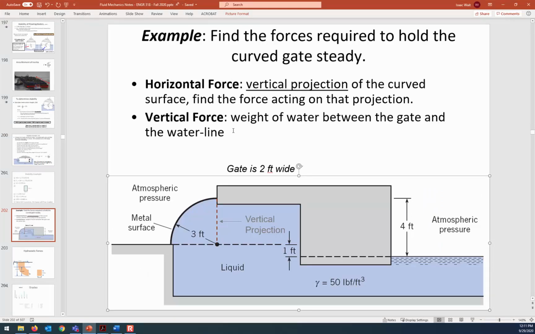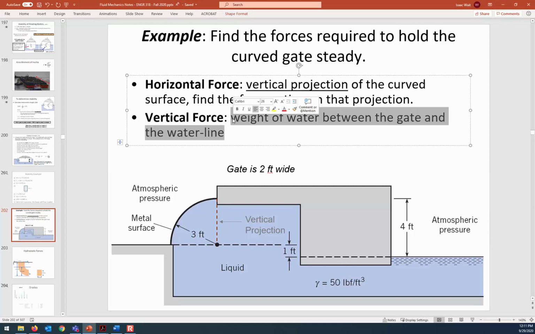And remember, for vertical forces, we've always thought of it in terms of the weight of the water. And normally what we'd say is it's the weight of the water above the gate to the water line. But here, it's the weight of the water below the gate to where the water line would be. So think about what are the shapes that we have here. There's a wedge shape, and then there's a rectangular box. And so the wedge shape is 3 foot radius multiplied by 2 feet into the page. That will give us the volume of that wedge, and then there will be a box shape that's 3 by 1 by 2. If you can think about what will be the shape of that piece.